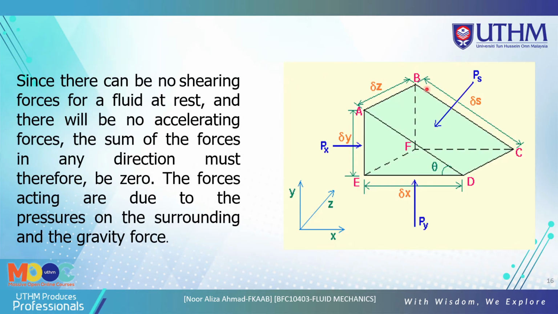Now we look at this concept here. Since there can be no shearing forces for a fluid at rest, there will be no accelerating force, so the sum of the forces in any direction must therefore be zero. The forces acting are due to the pressures on the surroundings and the gravity force here. They have PS here, the pressure at this point S, the pressure in the X direction and the pressure in the Y direction. For the Z direction, you must include the X and Y directions. So PX is the X direction only and PY is the Y direction only.